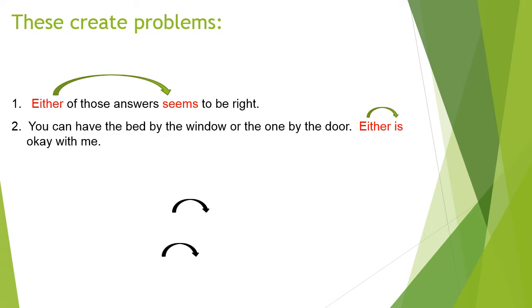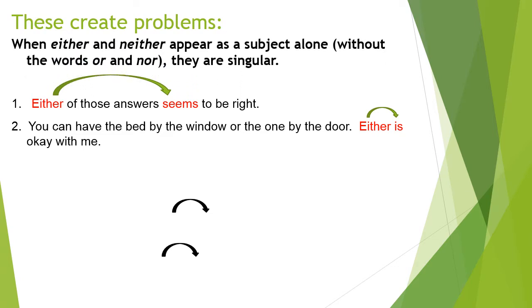Earlier I told you about either and neither. Now I'm going to explain them. When either and neither appear as the subject alone without the word or and nor, they are singular. It means when I have a sentence with either or neither alone without or nor, because either comes with or and neither comes with nor, the verb is always in the singular form.